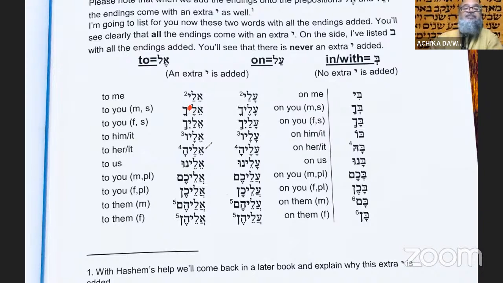Let's take it out. Let's get rid of the yods. Okay. When you sound this out, it wouldn't make any sense. It really wouldn't make any sense. It'd be "elek." It's not "elek." It's not "elak." It's not "elah." It's not that. You need that yod in order to pronounce this word properly.